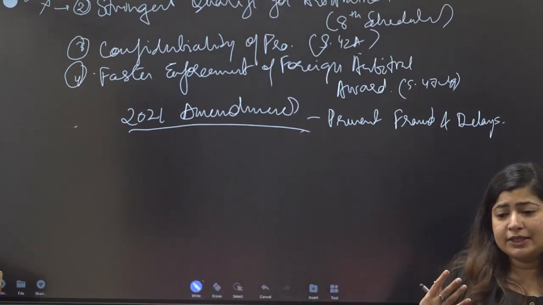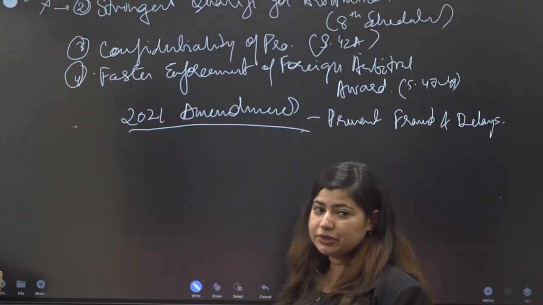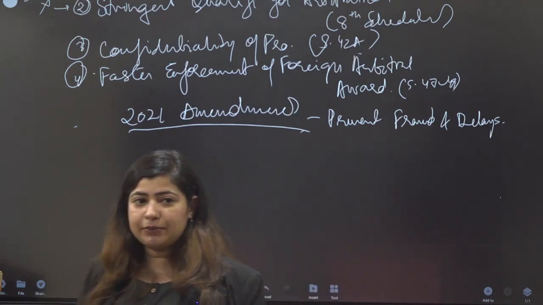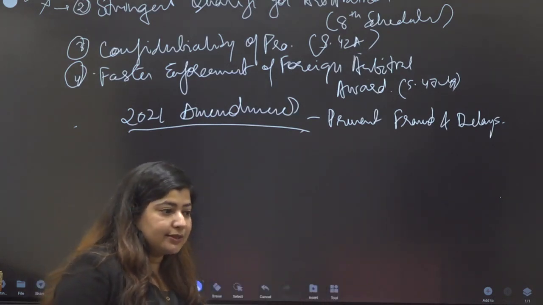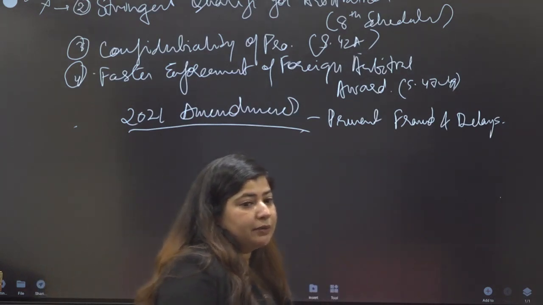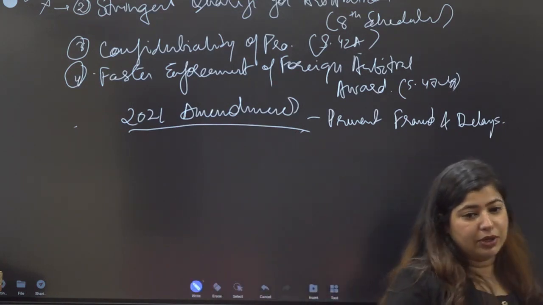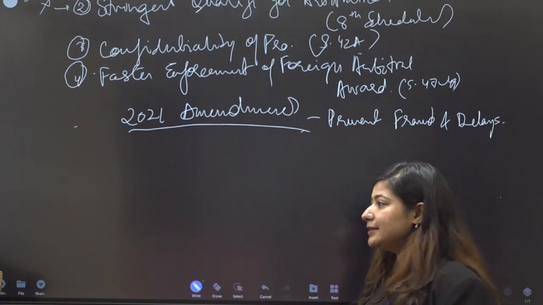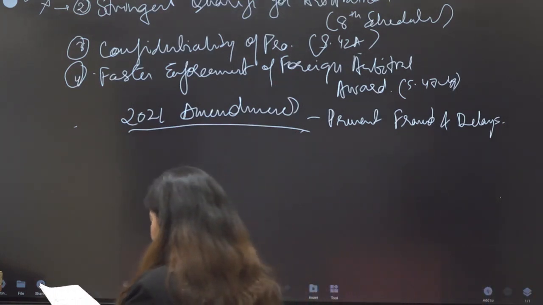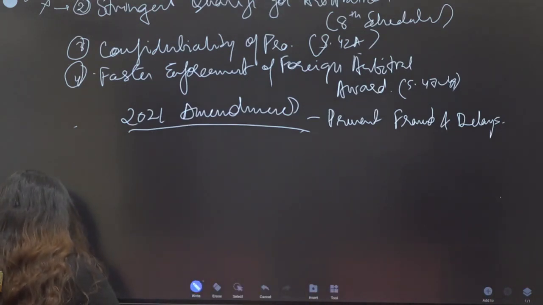There have been recently many changes in the Arbitration Act. So if you put something from the 1996 Act without including the amendments, then that's a very bad impression for your answers. You should know what the recent legal developments have been. So for the 2021 amendment, we will go with the key changes.